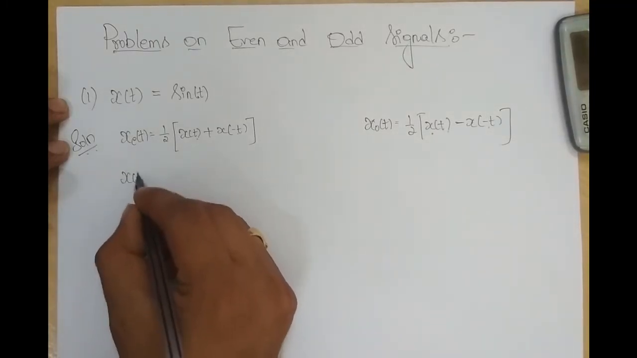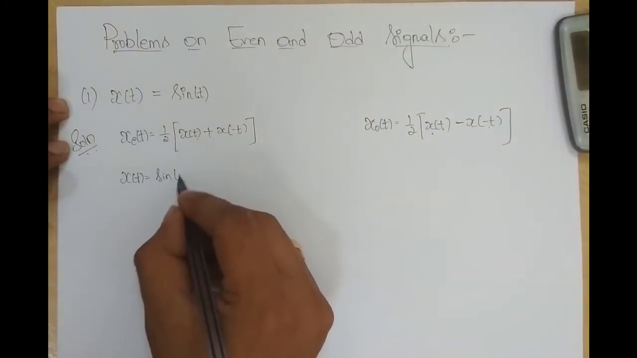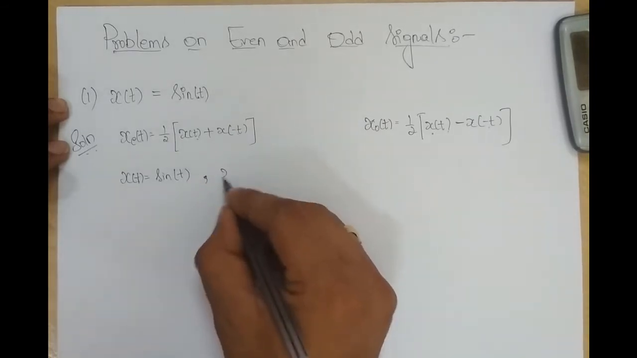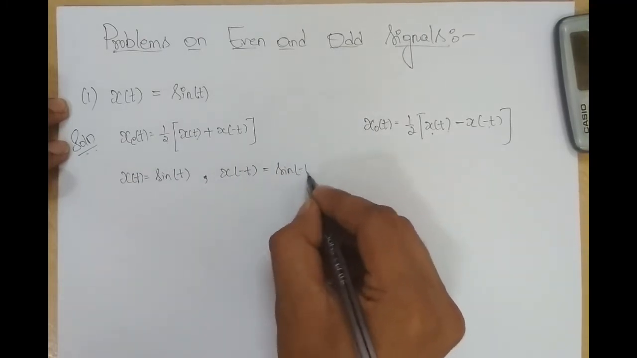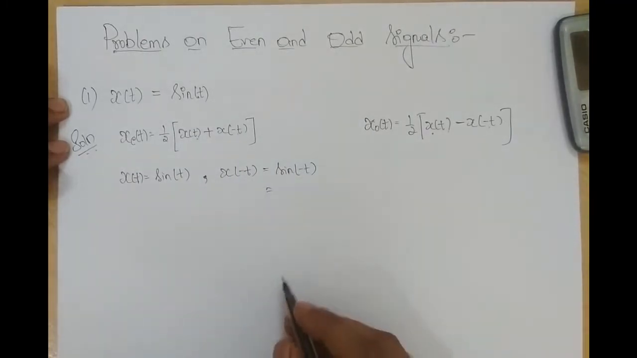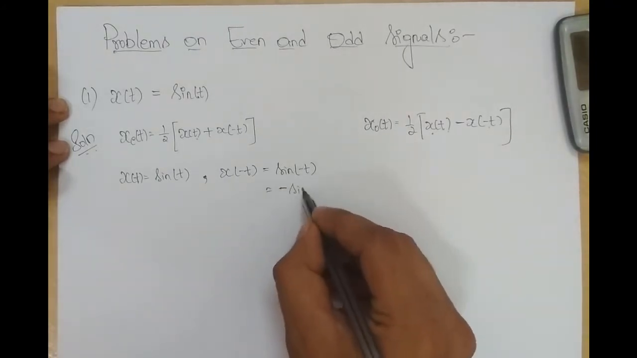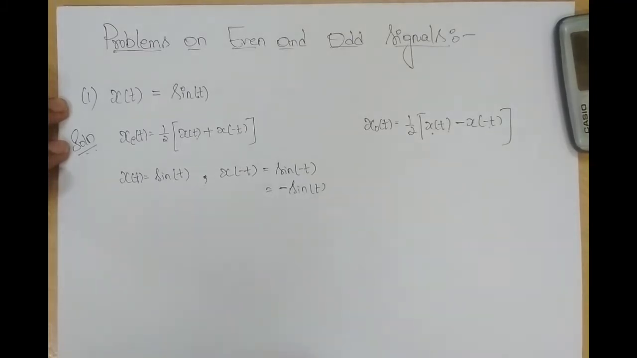So what is x of t? x of t is sin t. And what is x of minus t? x of minus t is sin of minus t, right? And what is sin of minus t? Since it is an odd signal, sin of minus t is minus of sin t. We already know the solution for this, but still we shall verify with the formula we have derived. So what is the signal? This signal is actually an odd signal. Sin t is an odd signal.